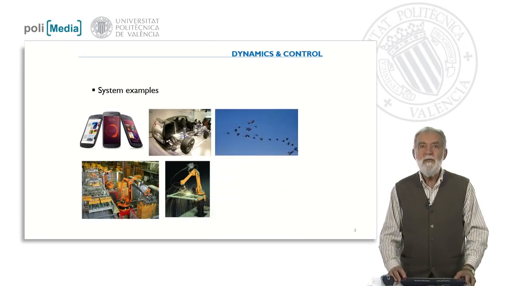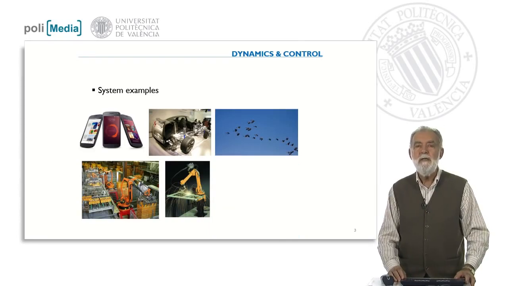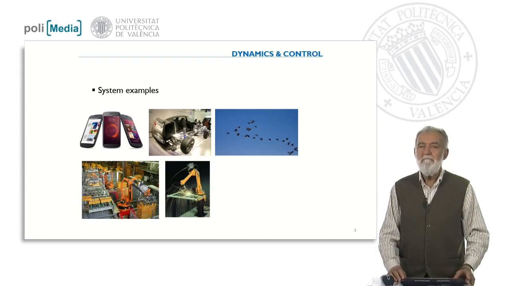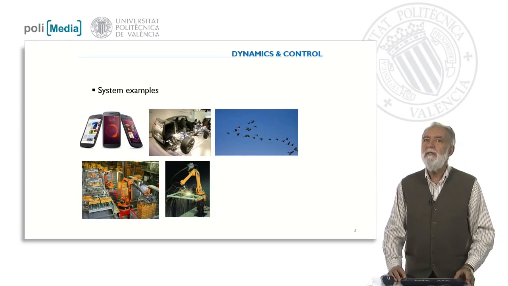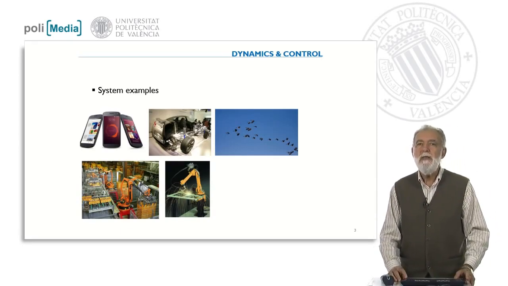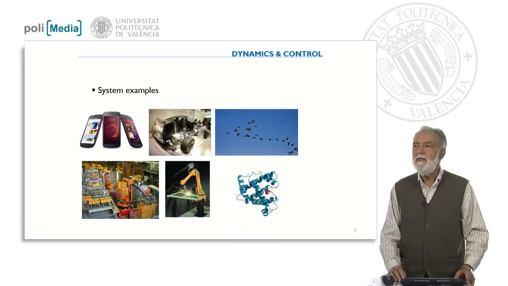But you have also systems in nature. For instance, here you can see a flock of birds, and they are interacting, they are exchanging information, so they are coordinating in some sense. So they constitute also a system. But systems can be also very small scale, like for instance the molecules, which are also composed by many small components interacting among them.